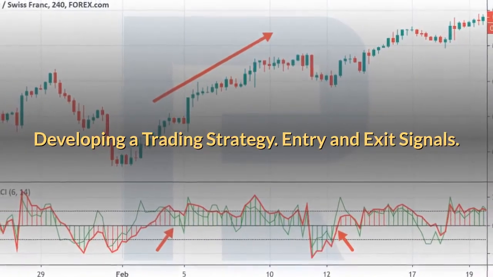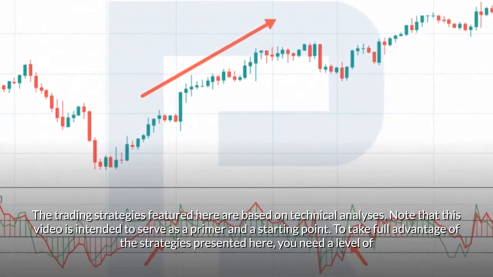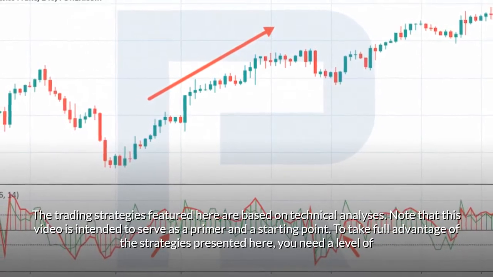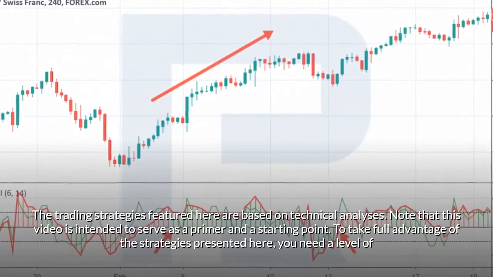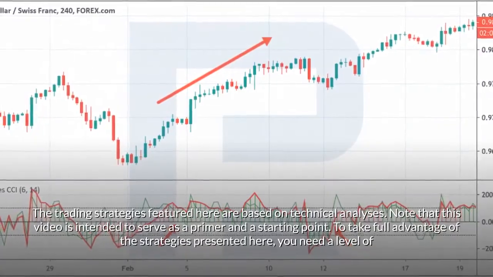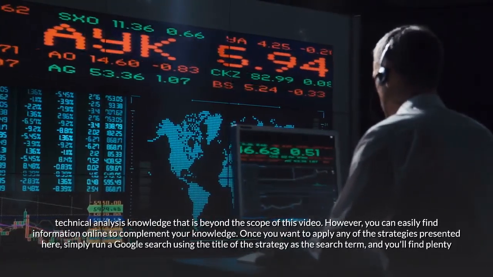Developing a trading strategy. Entry and exit signals. The trading strategies featured here are based on technical analyses. Note that this video is intended to serve as a primer and a starting point. To take full advantage of the strategies presented here, you need a level of technical analysis knowledge that is beyond the scope of this video.